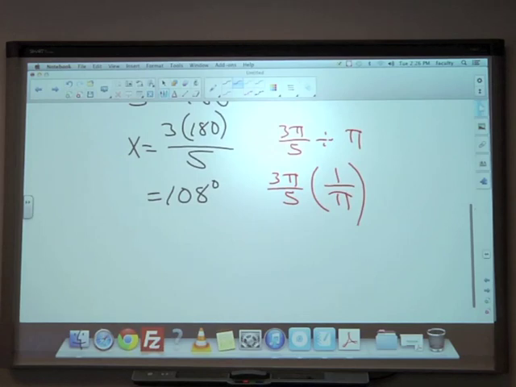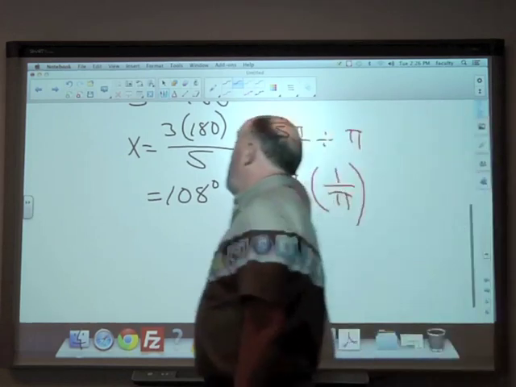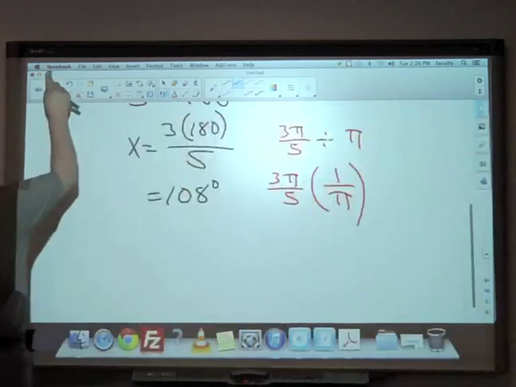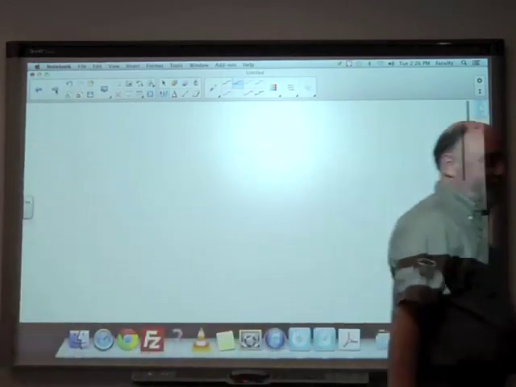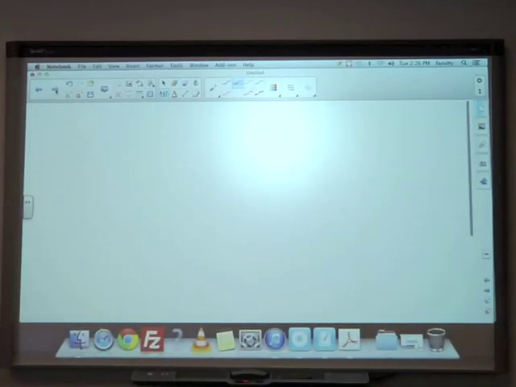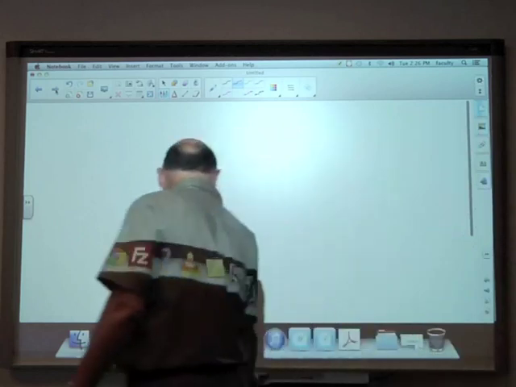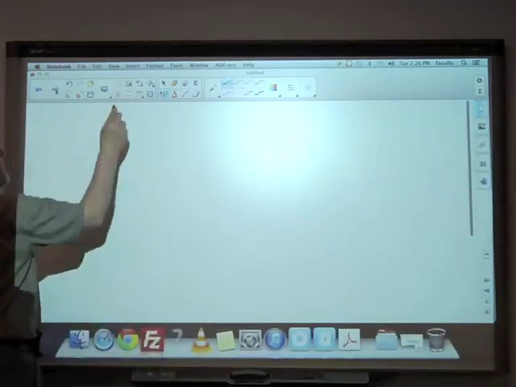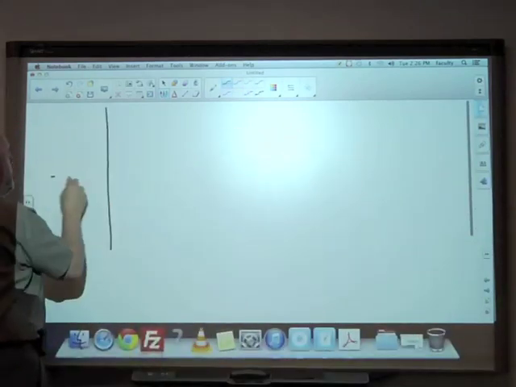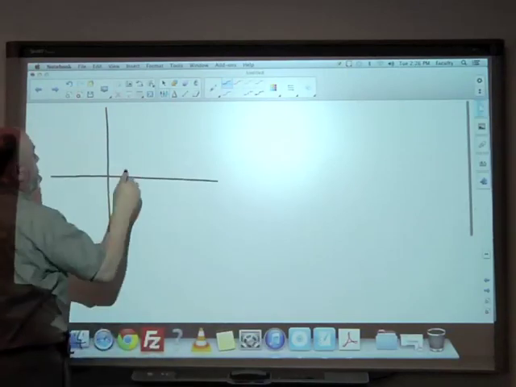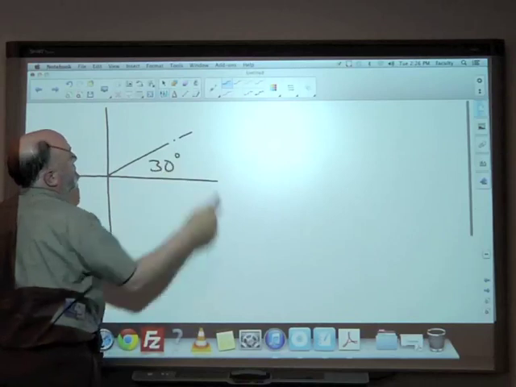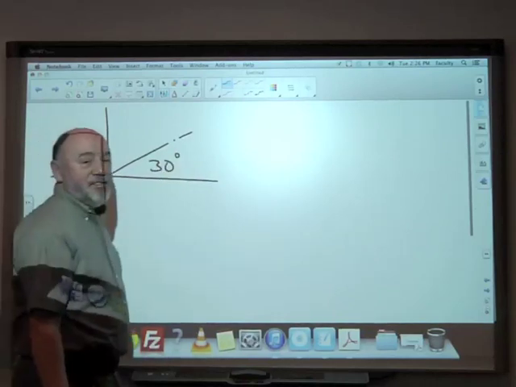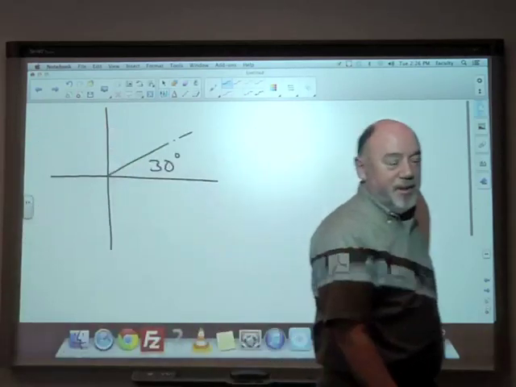So we can convert between degrees and radians, right? So in terms of angle measurements, that is 30 degrees there, right?